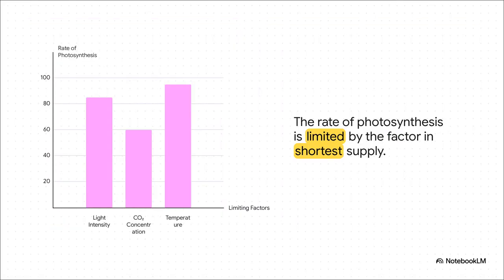Now, for plants doing photosynthesis, there's a catch. They can't just go at top speed all the time. The rate is limited by a few key things. The best analogy is a factory production line. It doesn't matter how fast the rest of the line is if you run out of one essential part, right? The whole thing grinds to a halt. For photosynthesis, those potential bottlenecks are light intensity, CO2 concentration, and temperature. Whichever one is in shortest supply will limit the whole process.